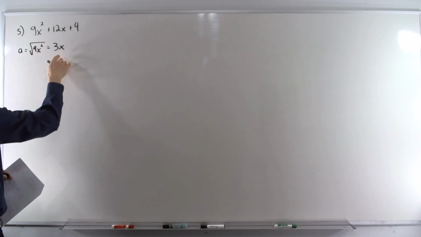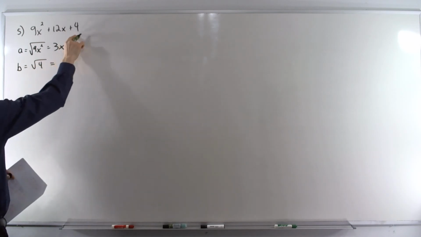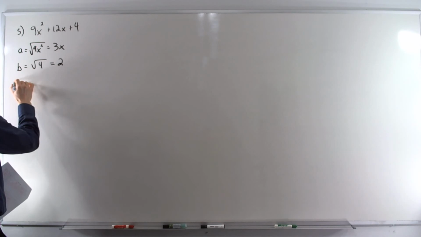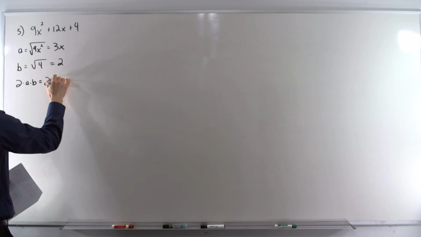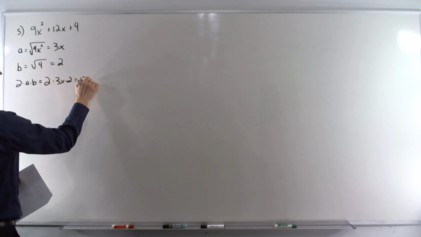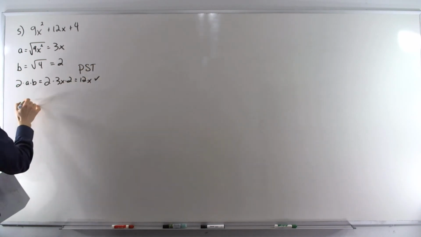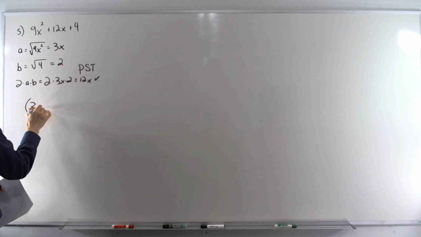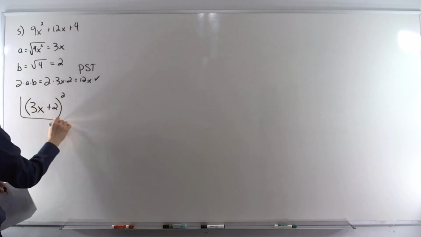Square root of x squared, you get x. Square root of the last term, find that to get 2. So there's our a and b values. Now let's see if it really is a perfect square trinomial. 2 times a times b should equal that middle term. So we have 2 times 3x times 2, and that is 12x. So that matches. This is indeed a perfect square trinomial. So we'll just take our a and b values, plug them in the formula, 3x plus 2 squared.